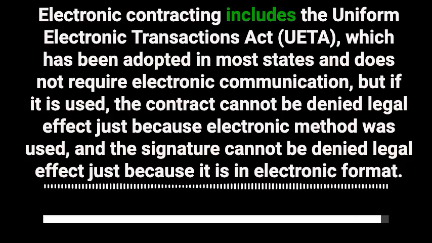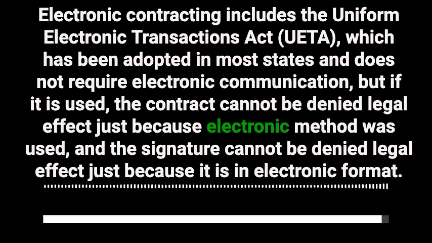Electronic contracting includes the Uniform Electronic Transactions Act, which has been adopted in most states and does not require electronic communication. But if it is used, the contract cannot be denied legal effect just because an electronic method was used, and the signature cannot be denied legal effect just because it is in an electronic format.